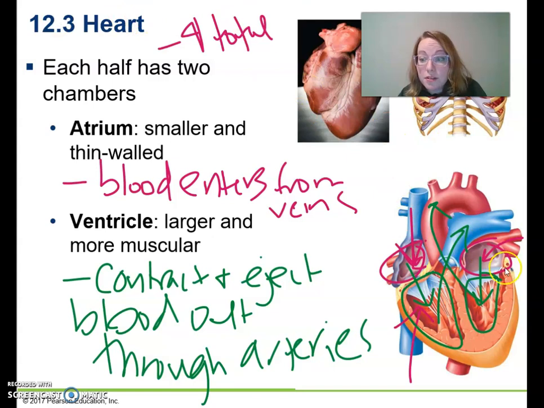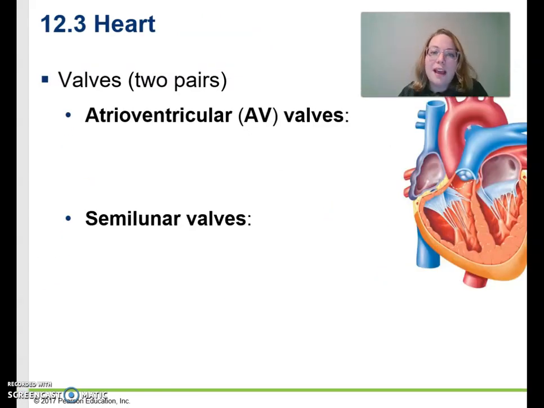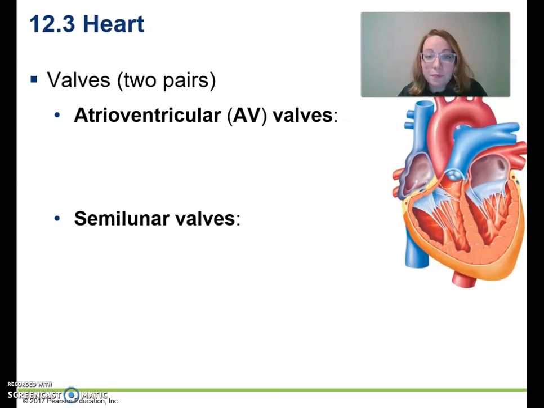So 4 chambers, 2 pumps. Right pump, left pump, top chambers of the atria, inferior bottom chambers are the ventricles. And when those contract, they push blood out. So how do we make sure blood goes the direction I'm saying? We have valves. These valves are going to prevent that backflow. So we've got 2 sets.